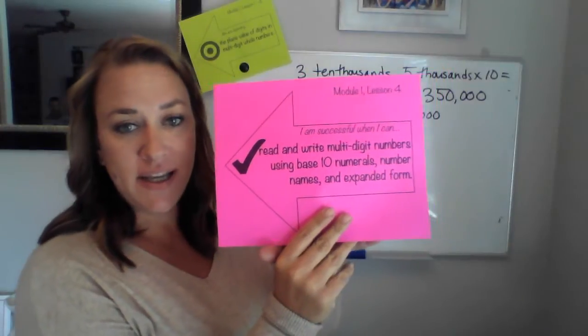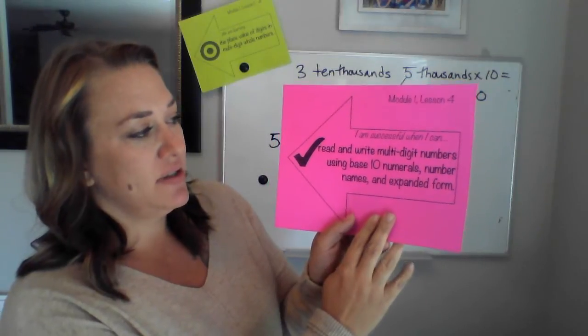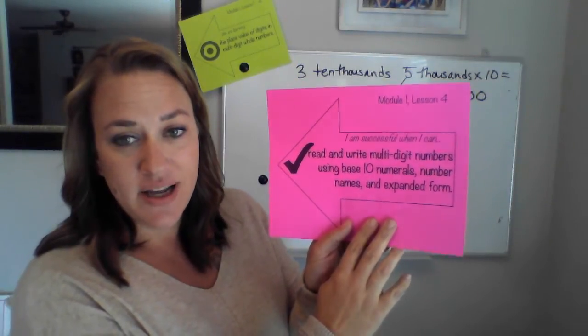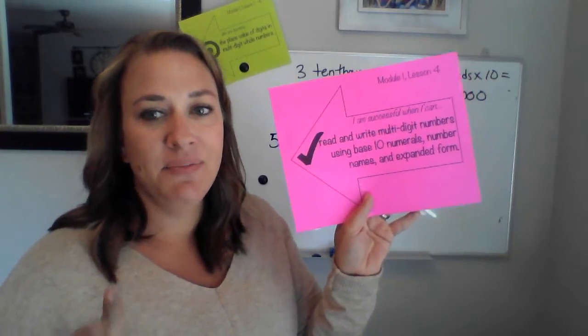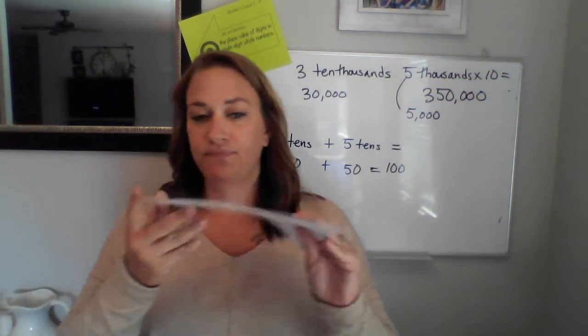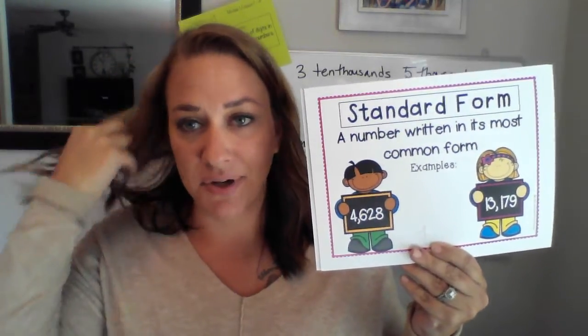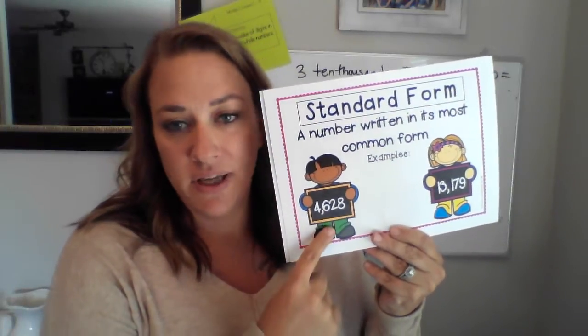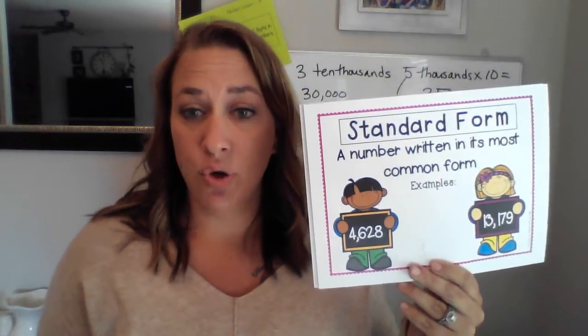And today we are going to be working on how we can read and write multi-digit numbers using our base 10 numerals, number names, and expanded form. Okay, so that might sound a little confusing, but don't worry, because I'm going to tell you what it means. So standard form is just the number written in its most common form. That's how we see numbers, standard form. So we have 4,628, that's standard form. 13,179, standard form, okay? So we write the numbers just as normal.